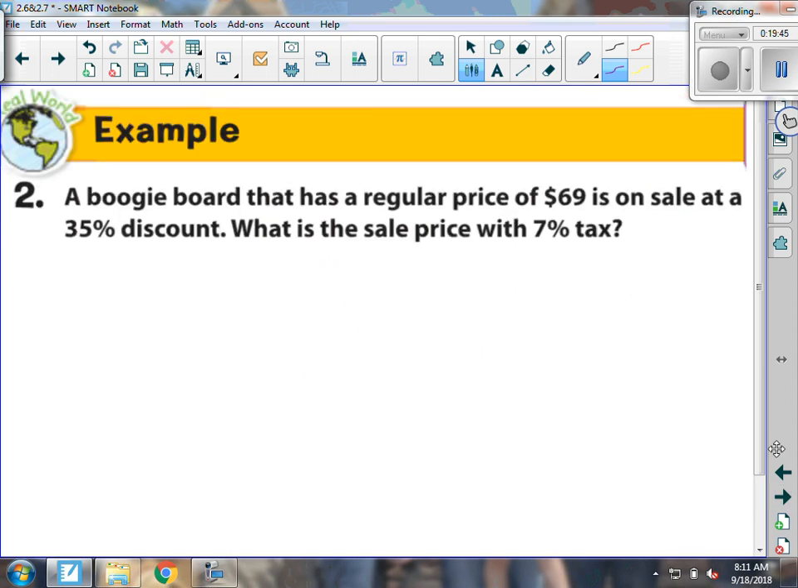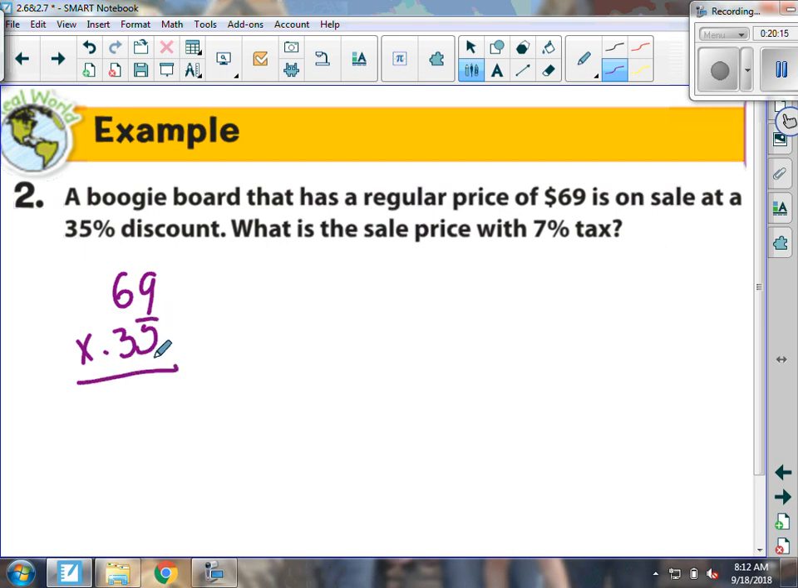Okay, here's our last example. A boogie board that has a regular price of $69 is on sale at a 35% discount. What is the sale price with 7% tax? So we are adding two different things that we've learned today into one. So we're finding the sales price, okay, but we also need to add tax to it. So we're going to multiply 69 times 0.35.